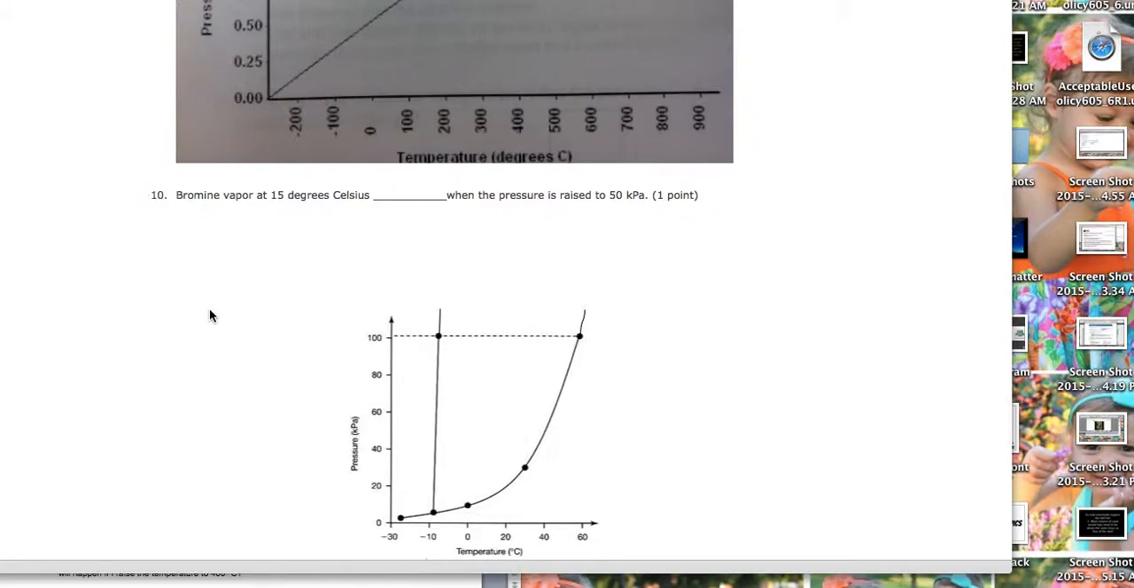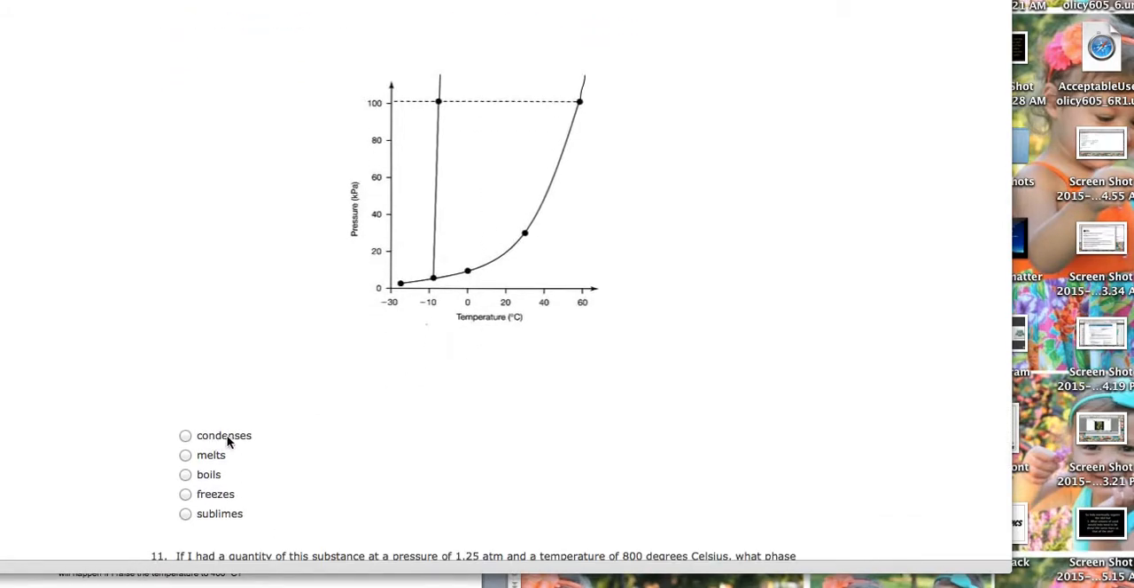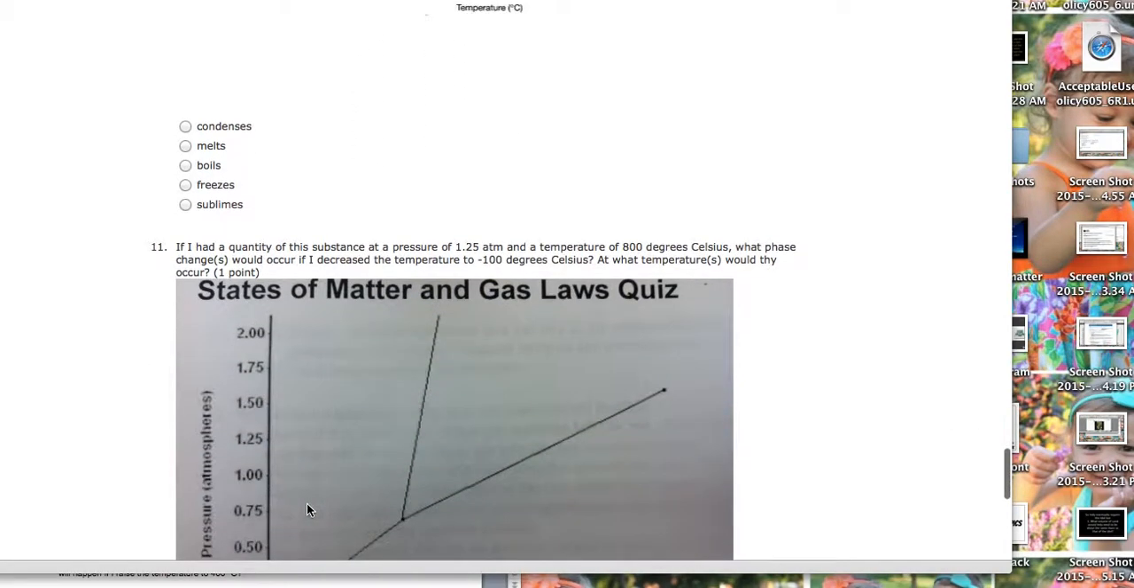Bromine vapor at 15 degrees Celsius. Okay, so 15 degrees Celsius, bromine vapor. Vapor means gas, so we're hanging down here. Okay, so at 15 degrees Celsius, we're in the gas. We want to know what's going to happen when the pressure is raised to 50 kilopascal. So what would bromine vapor do if we raise it up to 50 kilopascal? So it means if we're in the vapor form, we're here. Which one of the following would take place if we went to 50 kilopascal? Would that be condenses, melts, boils, freezes, or sublimes?